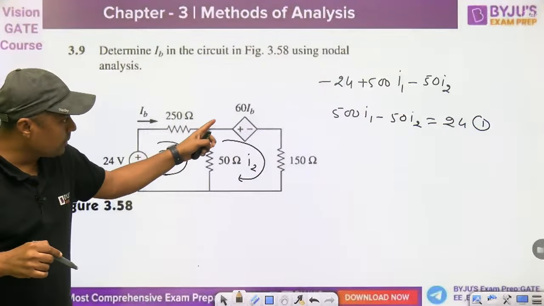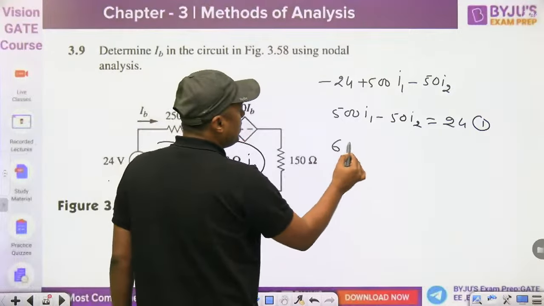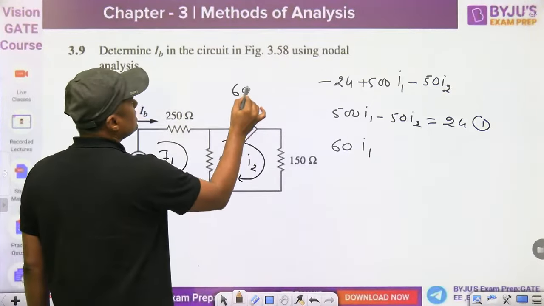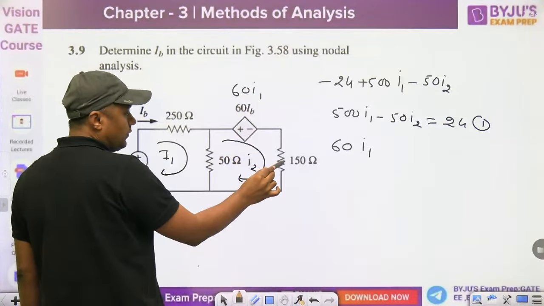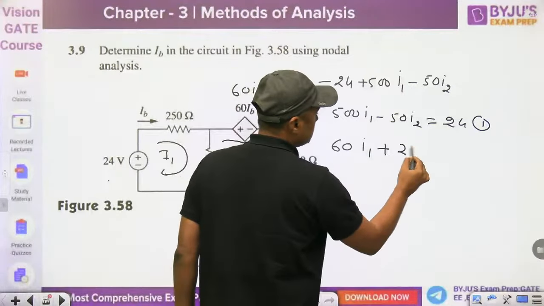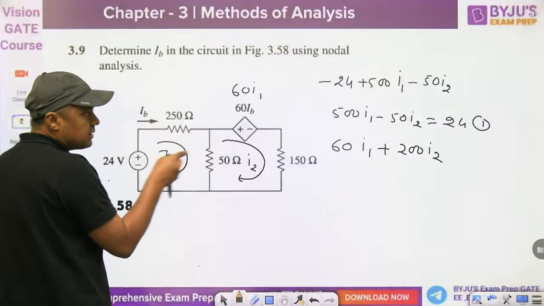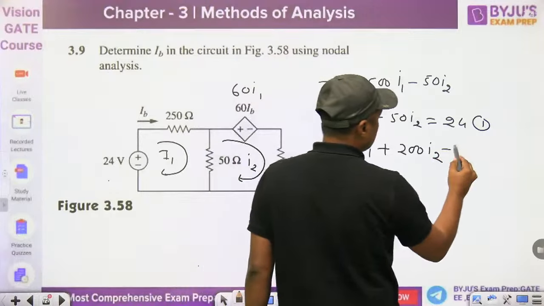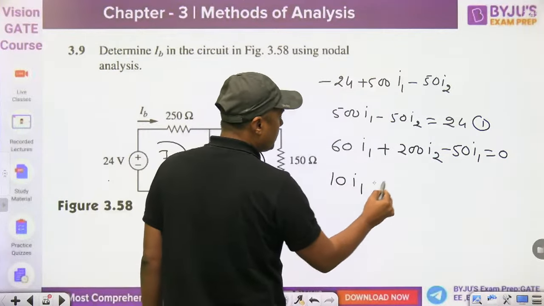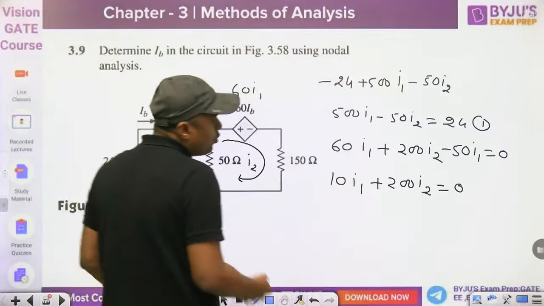Now in this loop you can apply the KVL, 60 IB. IB is nothing but I1. So directly you can write 60 I1 plus 150 plus 50, 200 I2. Directly write 150 plus 50, and what about I1 in the opposite direction? Minus 50 I1 is equal to 0. Then you will get 10 times I1 plus 200 I2 is equal to 0.